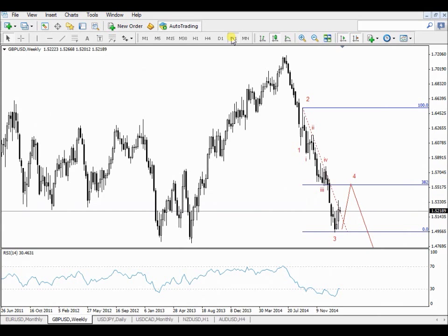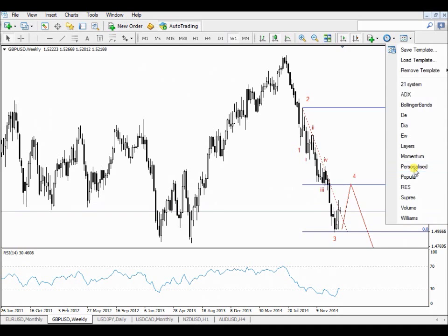I'm just looking for a nice market that we can work with indicators.